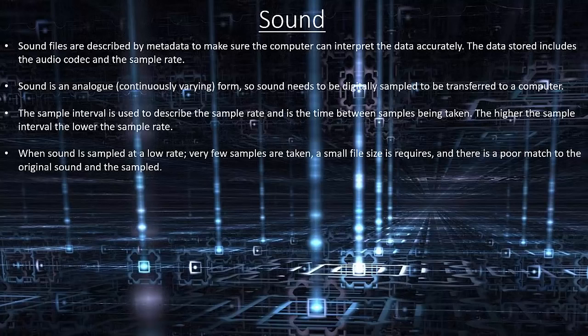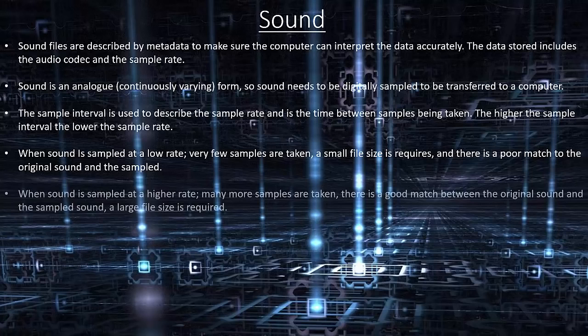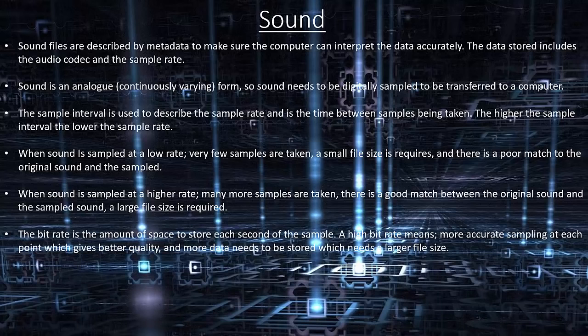When sound is sampled at a low rate, very few samples are taken. A small file size is required and there is a poor match between the original sound and the sampled sound. When sound is sampled at a higher rate, many more samples are taken. There is a good match between the original sound and the sampled sound. A large file size is required. The bit rate is the amount of space to store each second of the sample. A high bit rate means more accurate sampling at each point, which gives better quality, and more data needs to be stored, which needs a larger file size.